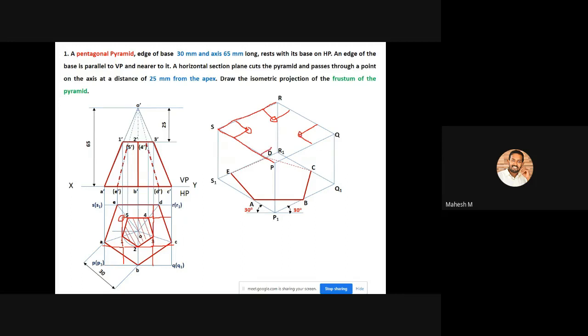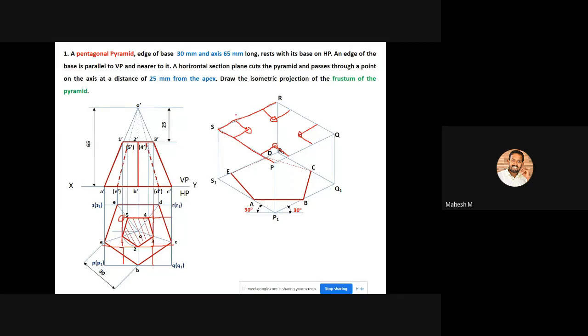These lines should be drawn only with the help of a 2H pencil. Please don't use an HB pencil because it is a construction line. These lines will be called construction lines. These lines are not necessary for our final diagram.